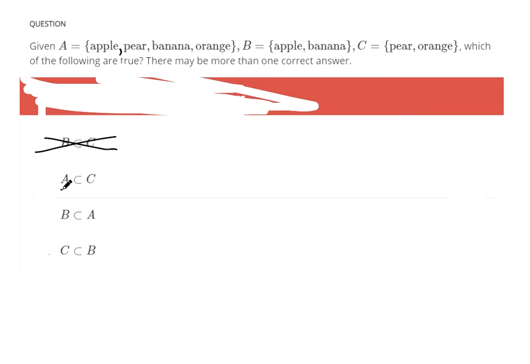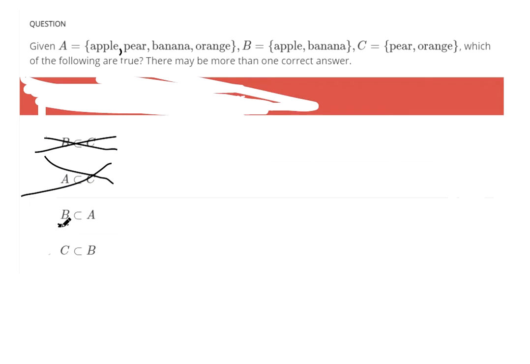That means that all of A's elements are a part of set C. That's not true. Apple is an element of A, but it's not an element of C. So this one is like the parent. This is the one where you're supposed to be gathering the elements from. So that's not true. How about B?